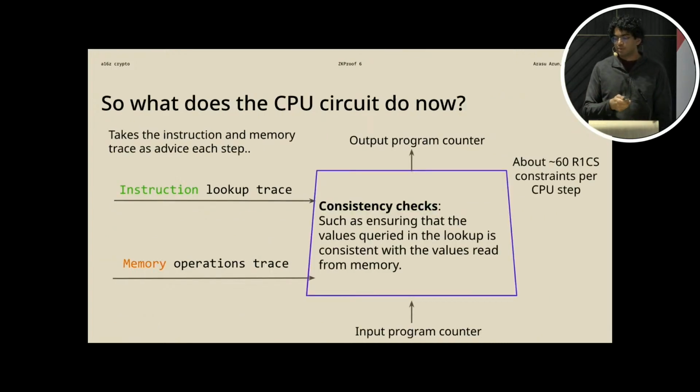OK, so we've offloaded a lot of work to the memory checking and the instructions. So what does the CPU circuit actually do now? It's really simple. It just maintains the correct program counter every step. And it takes these traces as advice, and it performs some simple consistency checks. So for example, it makes sure that the values that you read from the registers are really what you're sending as operands in the lookup. Really simple. Again, for 32-bit RISC-V, we only need about 60 constraints to do all of these checks.